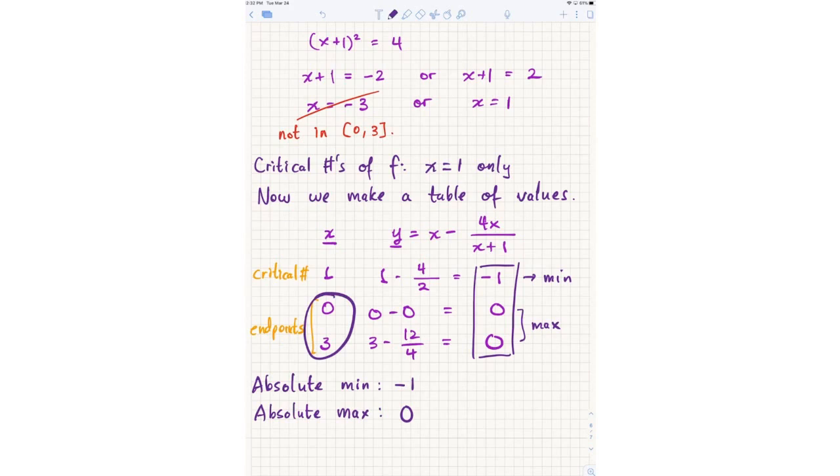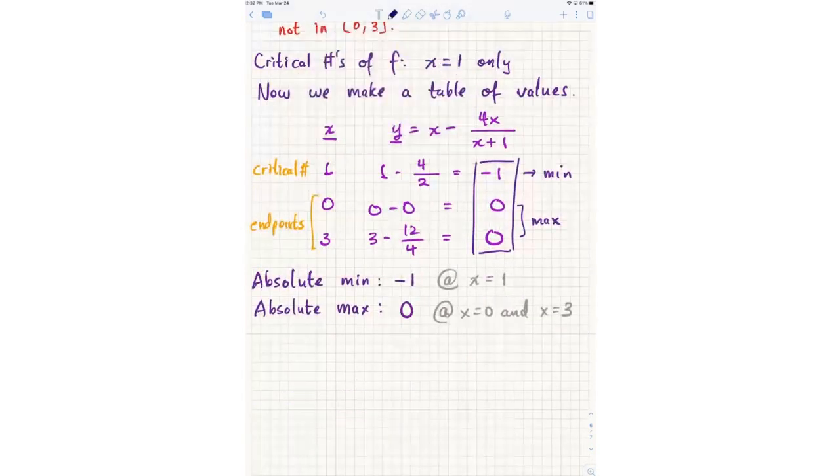And that's perfectly fine. So if I also ask for the x values, I would say, okay, absolute min of -1 at x equals 1, and absolute maximum of 0 at x equals 0 and x equals 3. That's perfectly fine to have multiple x values. In fact, what would that look like graphically? This function passes through 0, the origin, 1, 2, 3, passes through 0 there, and it's -1 here. So this function looks something like that. So there's a minimum at x equals 1, and there's a maximum at x equals 0 and x equals 3.